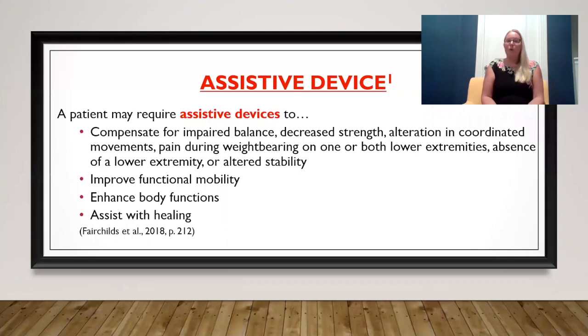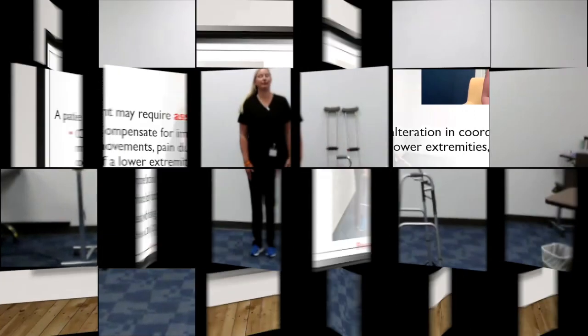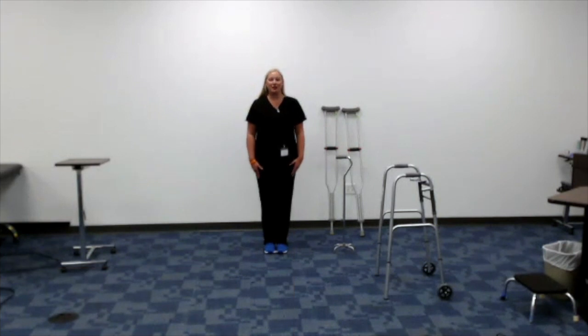There are different reasons why a patient may require an assistive device. These reasons may include compensating for impaired balance, decreased strength, an alteration in coordinated movements, pain during weight bearing on one or both lower extremities, an absence of the lower extremity, or altered stability. A patient may require an assistive device to improve functional mobility, enhance body functions, as well as assist with the healing process.